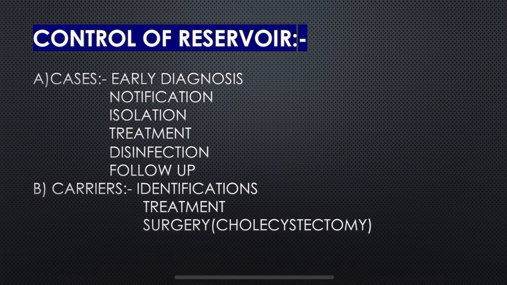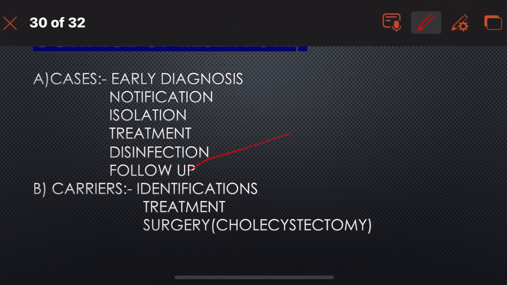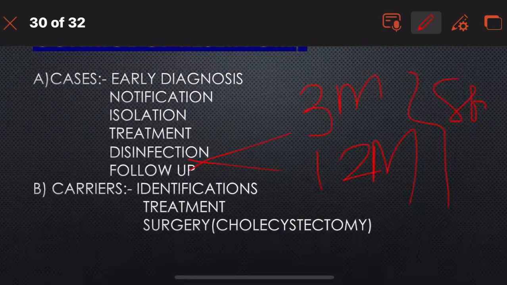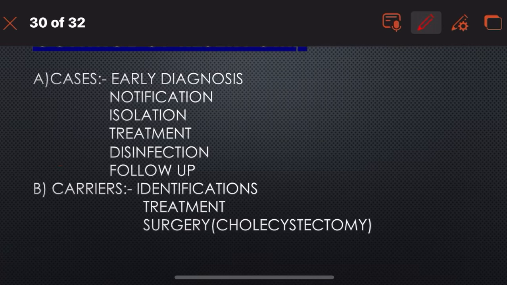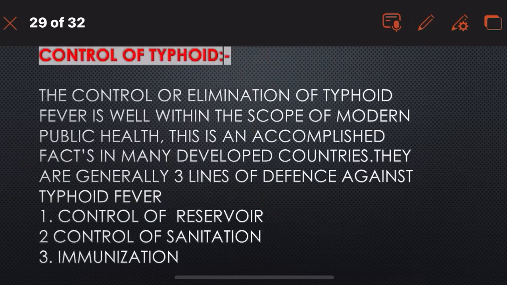Again, the stool culture and urine culture after 3 to 4 months of discharge of the patient, and again it has to be done at 12 months to prevent the development of the carrier state. Okay, then we will move further to the carriers. What can we do in cases of carriers? Is it clear? How can we control typhoid?